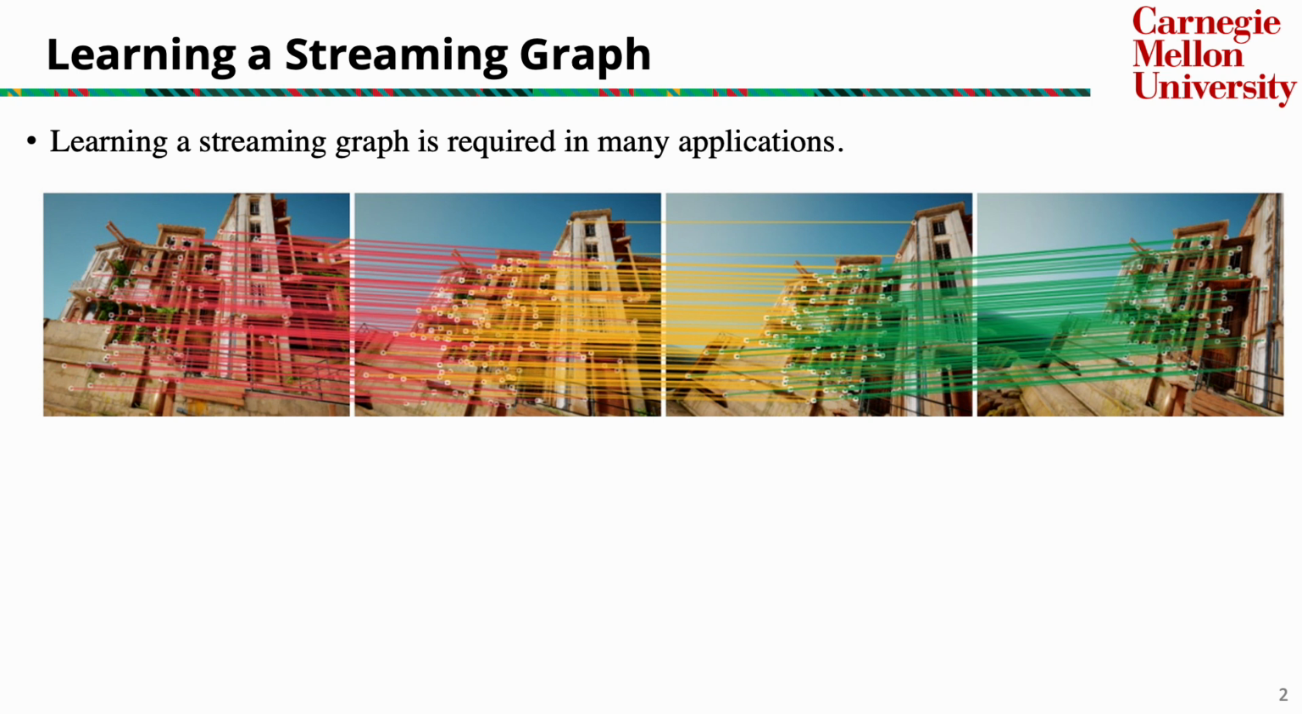streaming graph. However, learning a streaming graph is often required in real applications. In the problem of image feature matching, if we take each feature as a node, then the feature points in the first image are connected to the features in the second image, and the points in the second image are then connected to the features in the third image. This forms a growing graph. In practice, the size of this graph can even be infinite. Thus, it's very challenging to learn a growing graph.